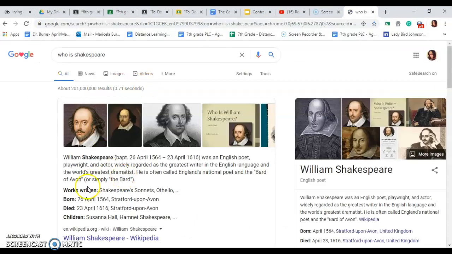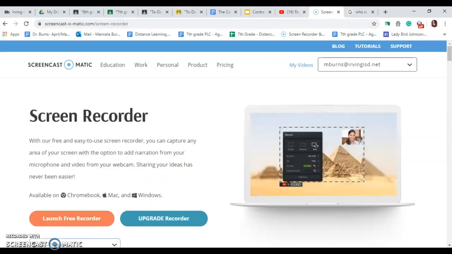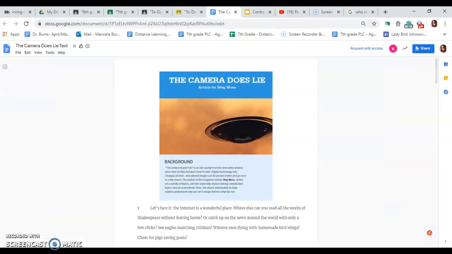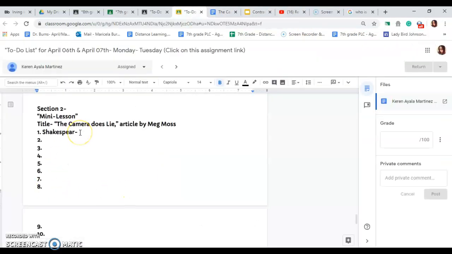Okay. William Shakespeare was an English poet, playwright, and actor, widely regarded as the greatest writer in the English language and the world's greatest dramatist. So if I paraphrase, I figure out that his name is William Shakespeare, and he was an English poet. So to summarize that, I would just put William Shakespeare was, because he's no longer alive, an English poet. And I would write that in a complete sentence.